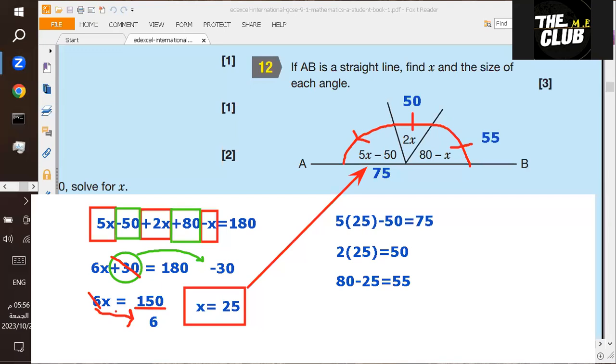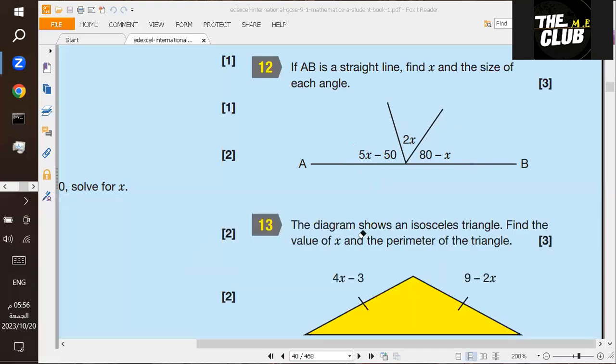Sorry. Okay, what's that? Delete, clear, all wrong. Good. Now, let's do 13. Okay, 13.